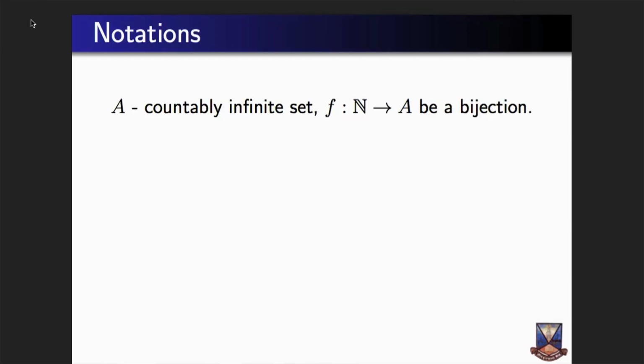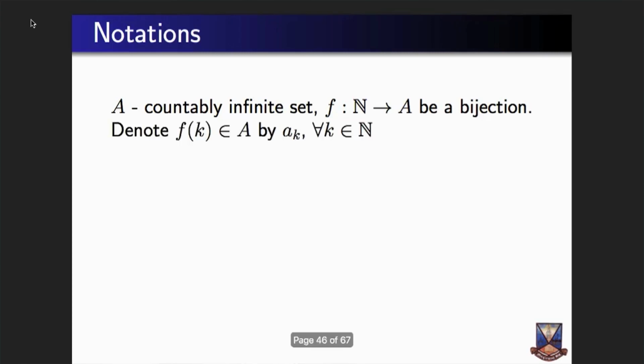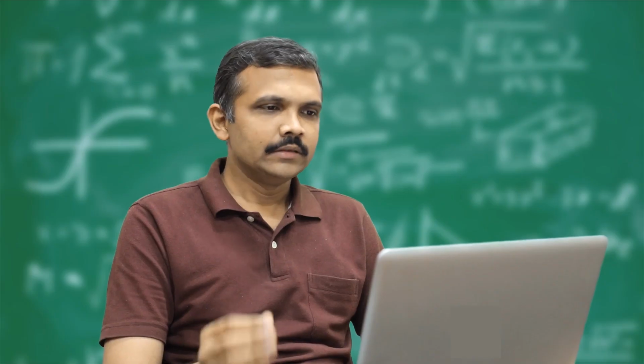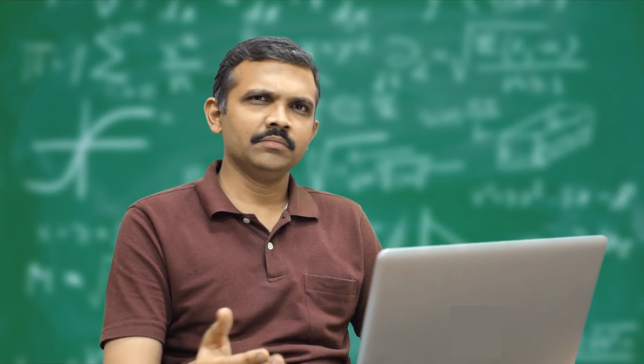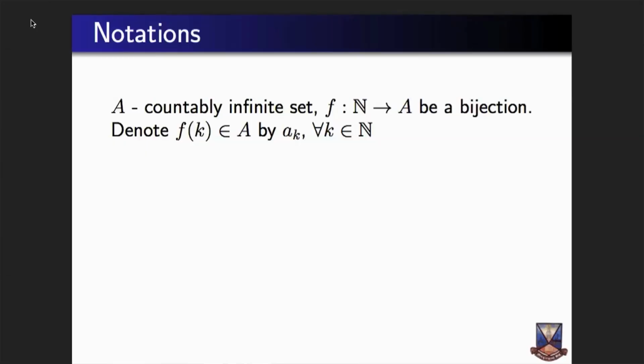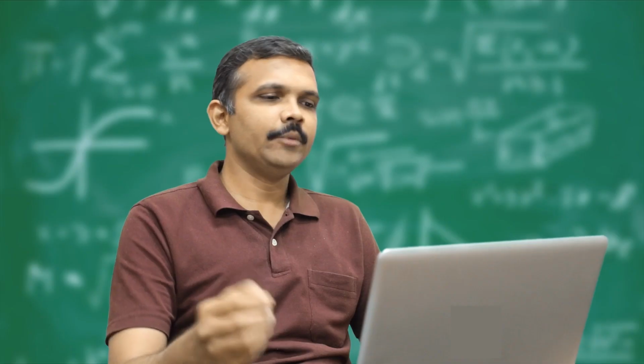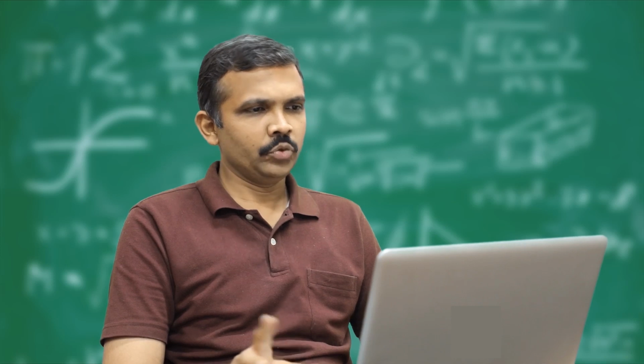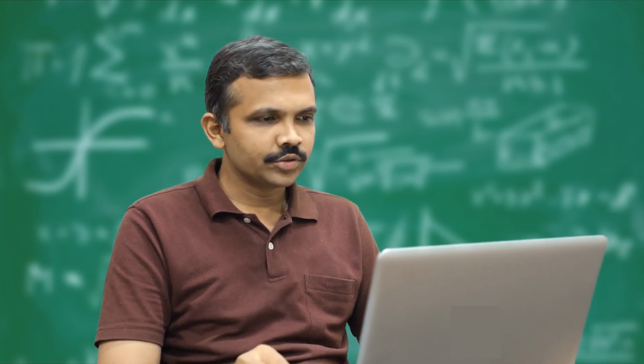So, let us look at the notations that we can develop for countable sets. Let us take a countably infinite set, and suppose I have some function f from naturals to A, which is a bijection. Then let us take any natural number k, and we already know f of k is in A. This f of k we can denote by a suffix k, and in that sense my set A can be denoted as a_k, where k belongs to naturals. So, this is a notation that one can have, and now let us get into certain examples.